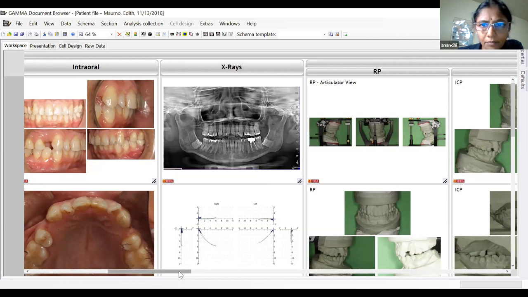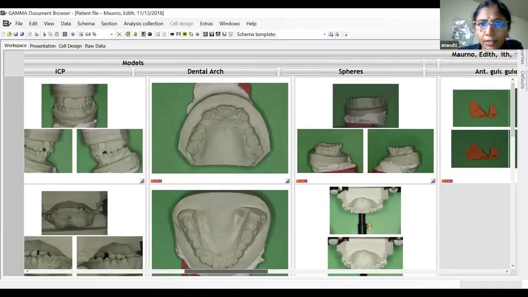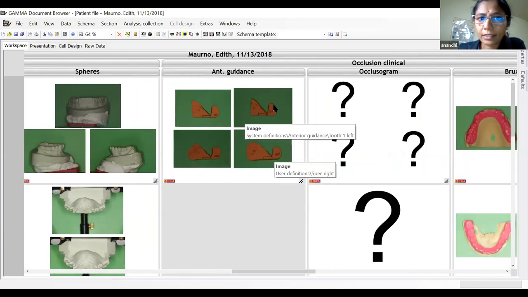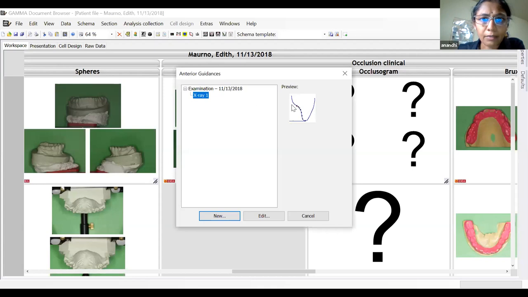And then we mount it on an articulator. Again, we have the CR mounting and the ICP mounting. Then we look at the spheres, the curve of Spee, and the curve of Wilson. And then this is the anterior guidance I talked about. We look at the front two teeth, and then I look at both the cuspids, right? We have the drawings, and once we have the drawings, we can import them into the software. In the software, I can measure and trace.